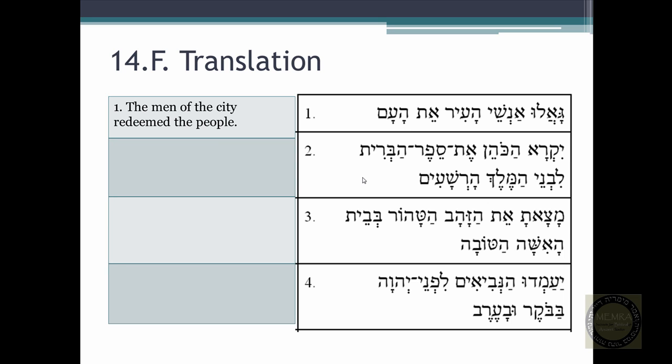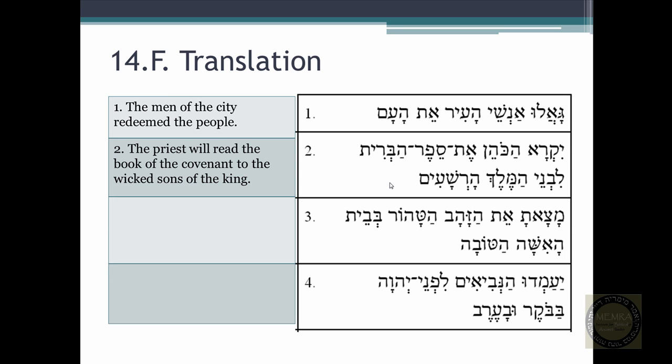Number 2, yikra ha'kohen et sefer haberit, livnei hamelech hareshaim. Verb, right here. Does it have a prefix? Yes, it does. The lemma is kara, so we have an imperfect verb form, and it's going to be cal imperfect third masculine singular. So do we have a singular masculine noun to go with that? We do, right here, ha-kohen, the priest.